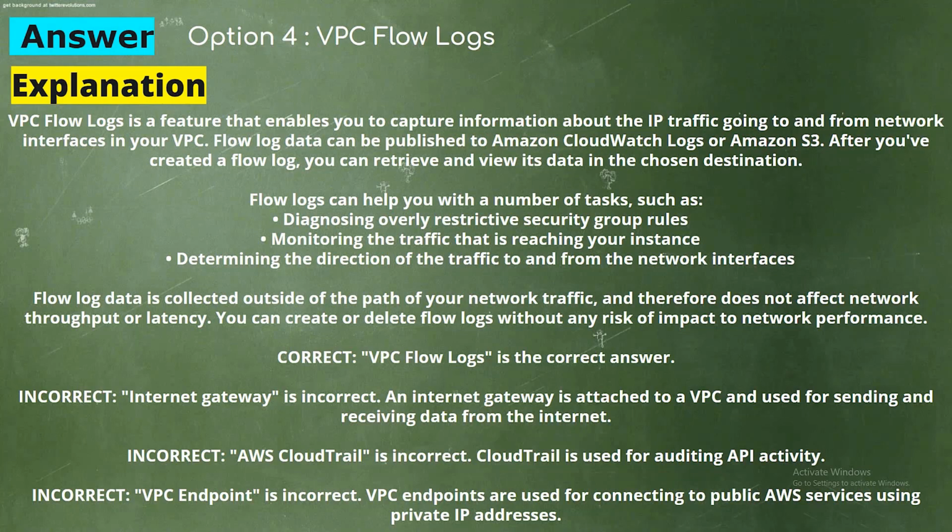Incorrect. AWS CloudTrail is incorrect. CloudTrail is used for auditing API activity. Incorrect. VPC endpoint is incorrect. VPC endpoints are used for connecting to public AWS services using private IP addresses.